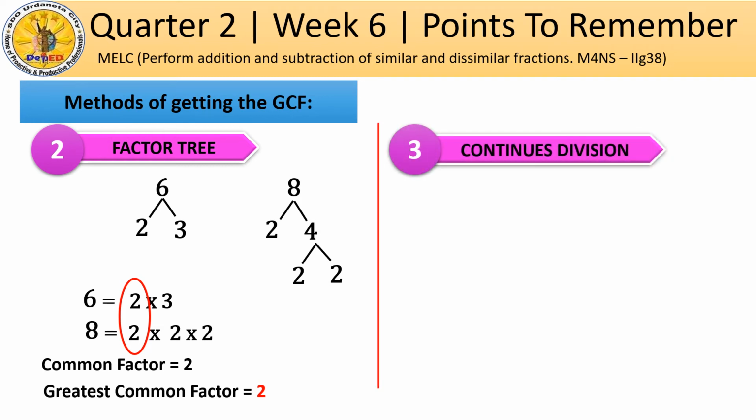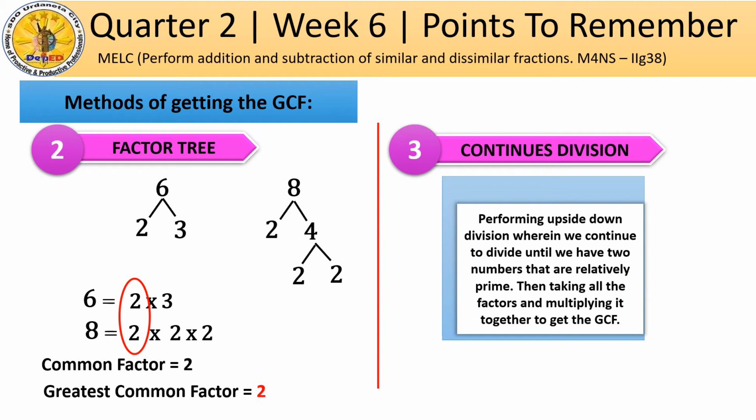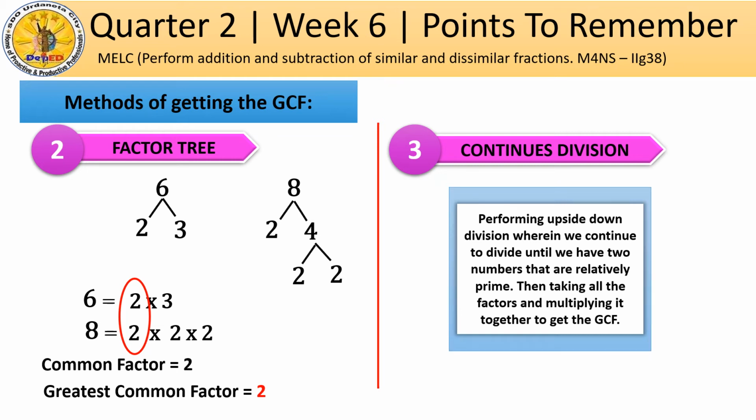Aside from factor 3, we also have the continuous division method in getting the GCF. Continuous division is performing upside-down division wherein we continue to divide until we have two numbers that are relatively prime, then taking all the factors and multiplying them together to get the GCF.